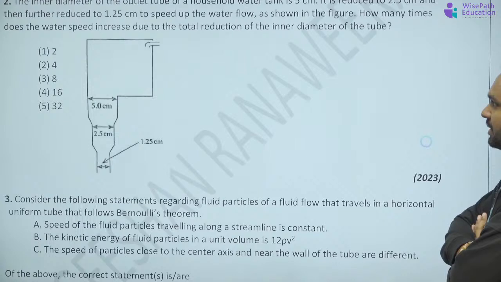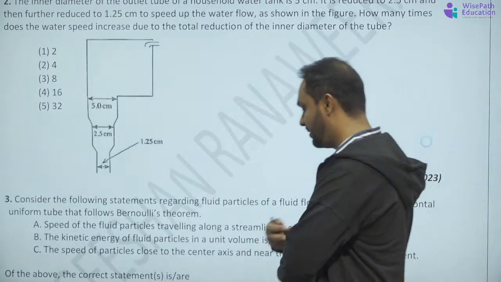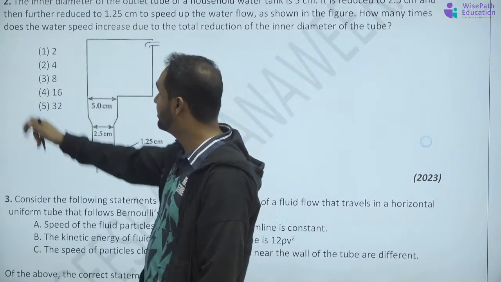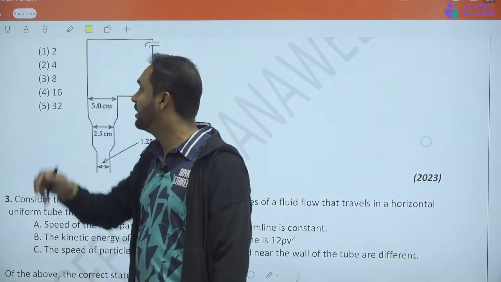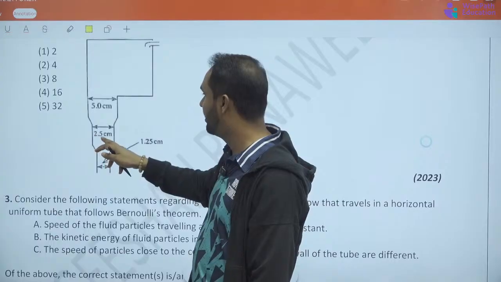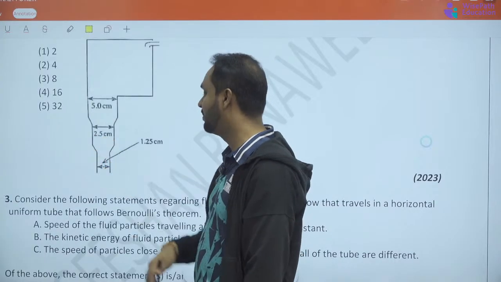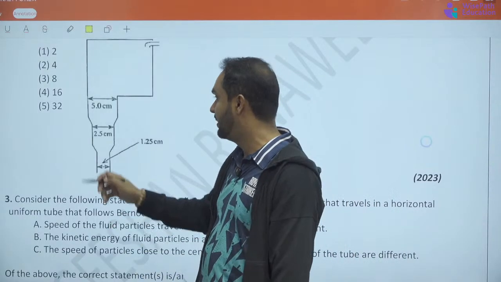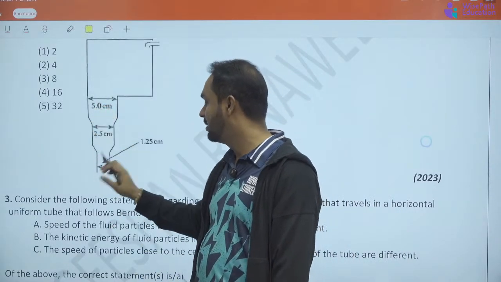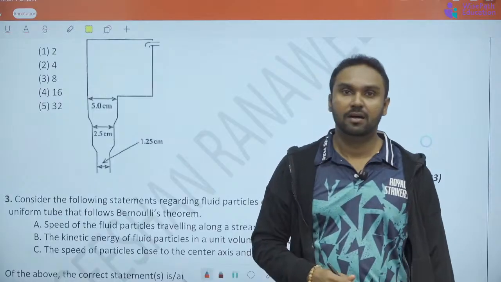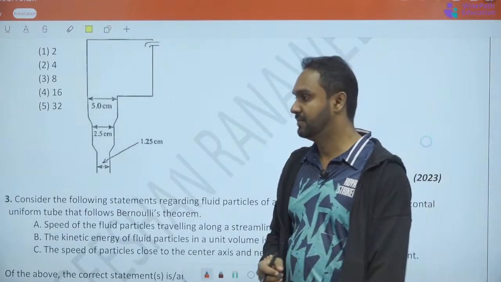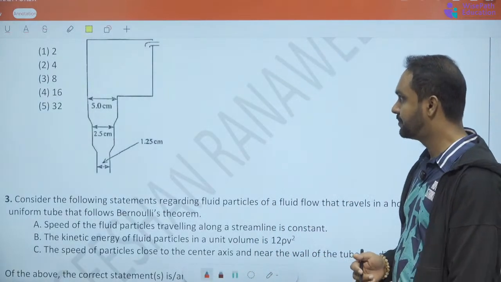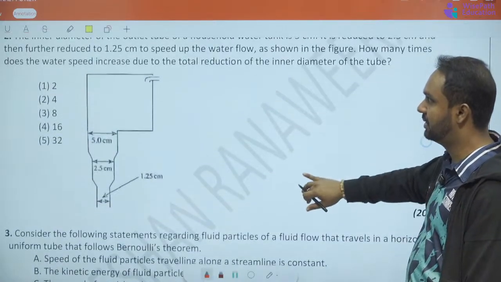Right. So they're asking how many times the speed increases. So it's basically the continuity equation. But you don't have to go from 5 to 2.5, then 2.5 to 1.25 to get the final velocity. You can directly apply it from the 5 to 1.25 diameter. That would be easier, right? So let's do it that way.